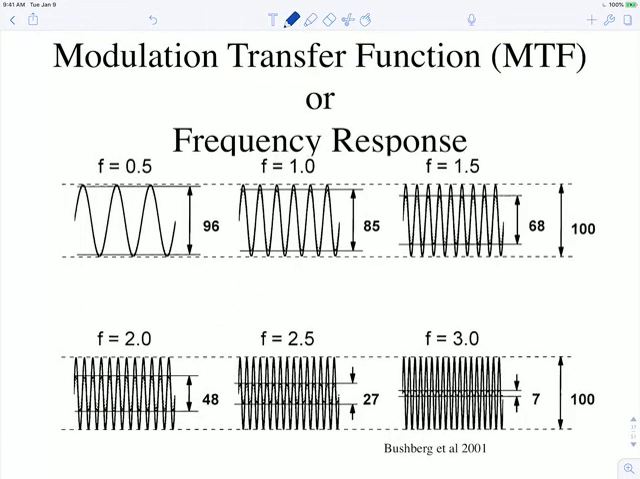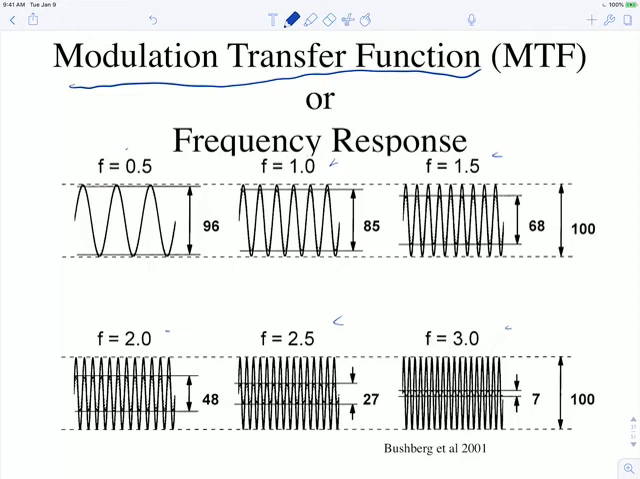So we're going to come up with something called the modulation transfer function, or the frequency response. The idea is you're going to put in a sinusoid of different frequencies. So here 0.5, 1, 1.5, 2, 2.5, and 3. And they each have, let's say, full amplitude. So you put that into your system, and then you see the amplitude that comes out.